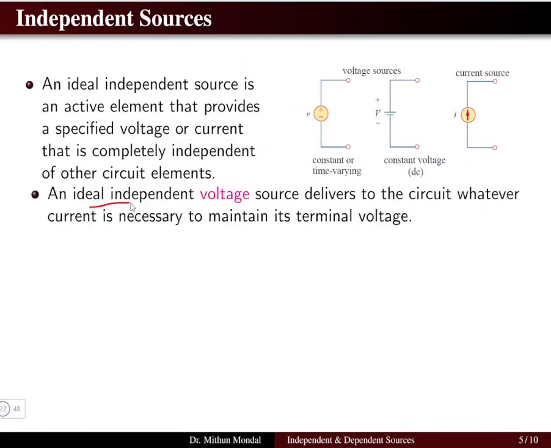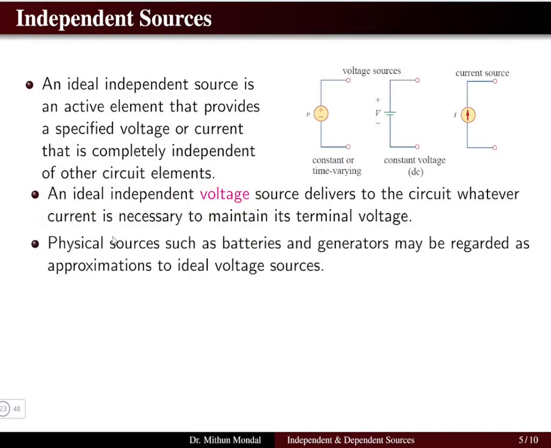An ideal independent voltage source. Now we have discussed the combined source. If we differentiate the voltage source and the current source, an ideal independent voltage source will deliver to the circuit whatever current is necessary to maintain its terminal voltage. So basically it will provide that much current which is required for the terminal voltage to be constant. If we see examples, then batteries and generators are the physical sources of ideal voltage sources.